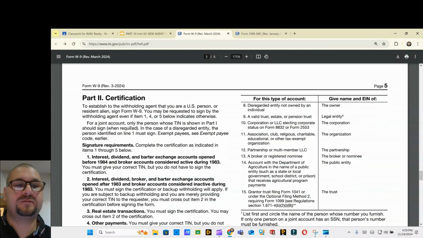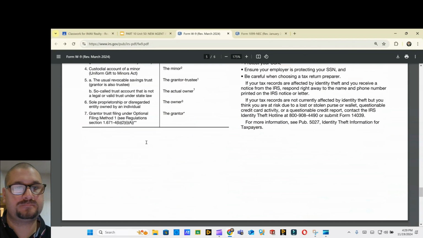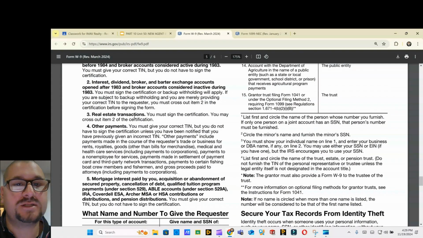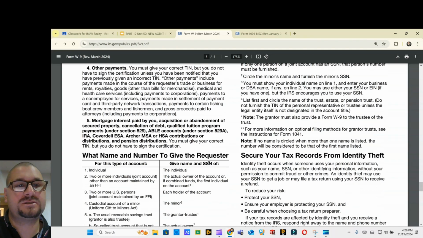Part 2 is about certification. All right, real estate transactions. You must sign the certification. You may cross out item 2 of the certification. Other payments.